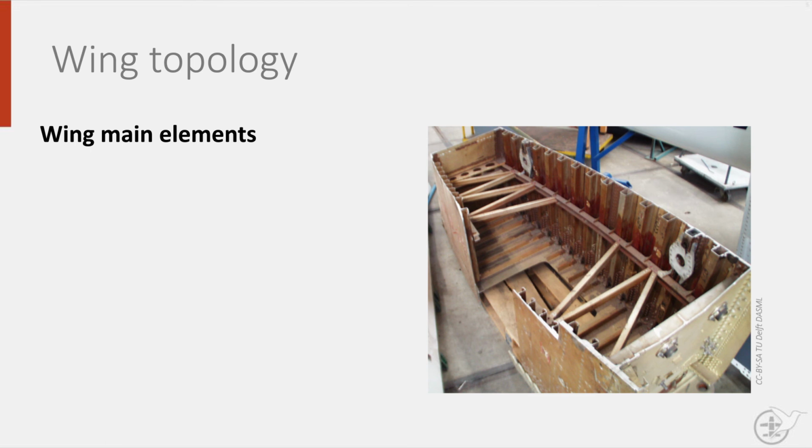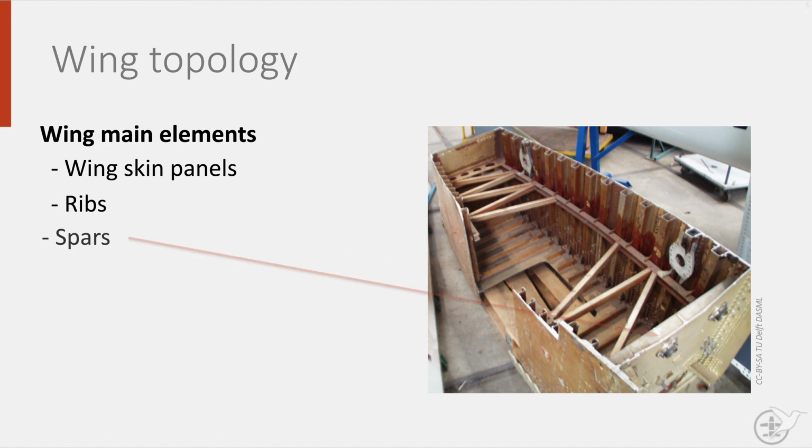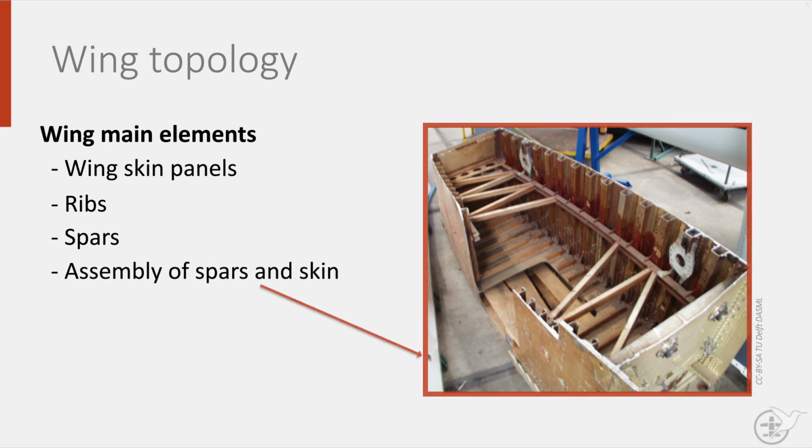The topology of a wing consists of the wing skin panels forming the outer shape, the ribs that maintain the aerodynamic shape and that can be used to introduce loads into the wing, and the spar that keeps the wing from bending. Finally, the assembly of spars and skin that together form a coherent whole that resists the torsion and twisting of the wing. Hopefully, this will give you some basic understanding of how aircraft and spacecraft structures are built up.